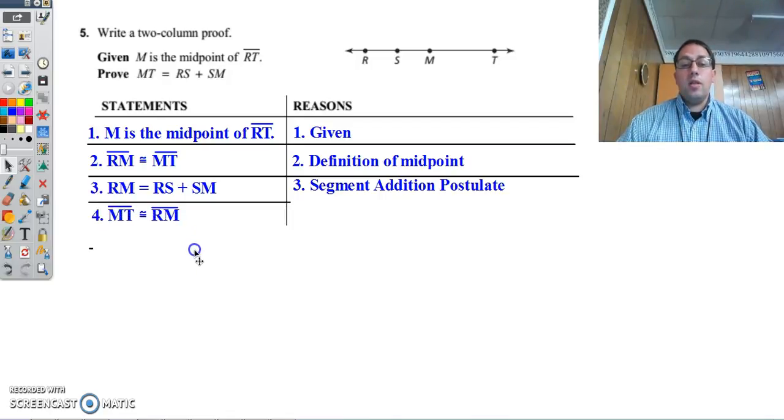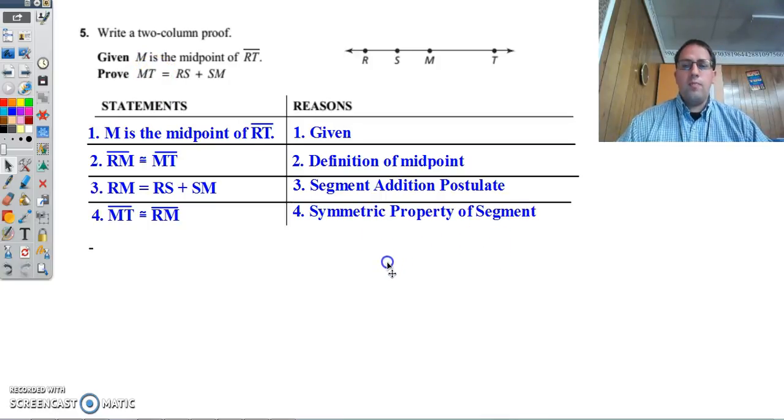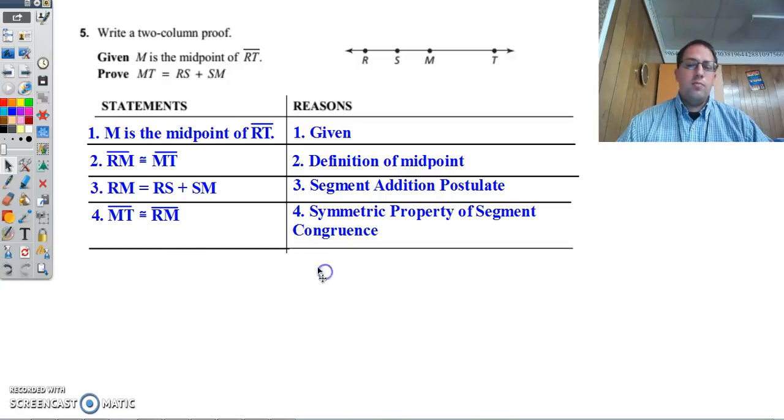Okay, so what else do you know? Well, I know that segment MT is congruent to segment RM. How do you know that? Well, you notice from statement 2 here, which is why we number our statements, I can go back to statement number 2. Statement 2 says that segment RM is congruent to segment MT, and all I'm doing is changing the order. Why did you do that? Because I want the MT to go first right here. How do you know you can do that? Because the symmetric property says so. Symmetric property of segment congruence. There we go.